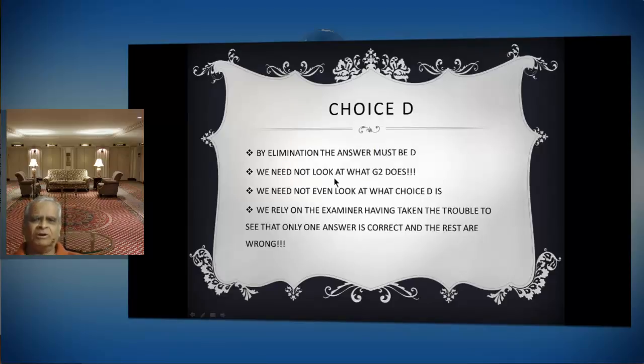So we will not even look at what D2 does. So we discussed that choices A, B, and C are false. We rely upon the examiner to take the trouble of saying 1 answer is correct and 3 are wrong. This is a trick we use in multiple choice examinations. It is formalized by what is called the IP equals P space theorem in computational complexity. The examiner takes a great deal of effort to set the question, that's in P space. But to solve it as a multiple choice question is only of polynomial complexity. It is called the IP equals P space theorem in computational complexity. It sort of collapses all these multiple choice questions.